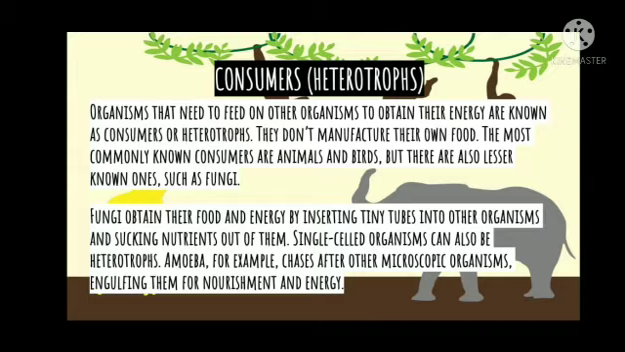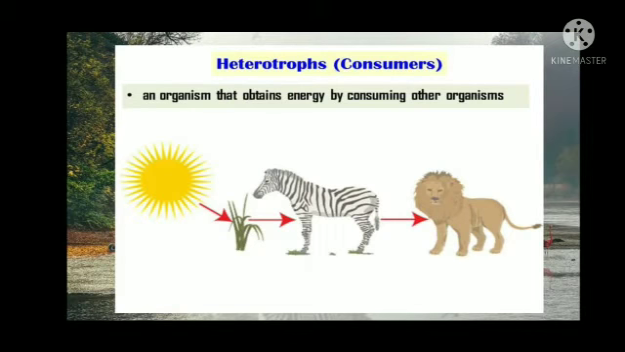Single celled organisms can also be heterotrophs. Amoeba, for example, chases after other microscopic organisms, engulfing them for nourishment and energy. In simple terms, consumers are the organisms that obtain energy by consuming other organisms. Here I have presented an example to help you understand heterotrophs and consumers better.